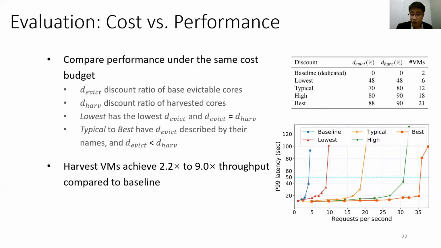The lowest configuration has the lowest eviction discount, and also a harvest discount that is identical to the eviction discount. The typical to the best configurations have different eviction discounts described by their names, and they all have a harvest discount that is larger than their eviction discount. The performance of different configurations is shown on the right figure. Essentially, Harvest VMs achieve 2.2x to 9x throughput compared to baseline.